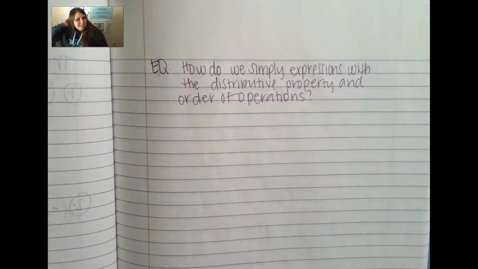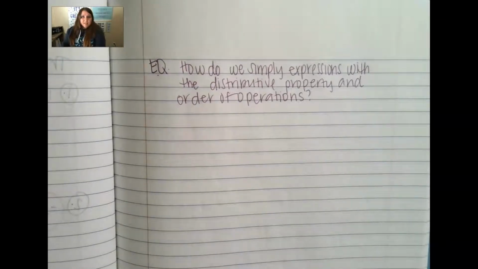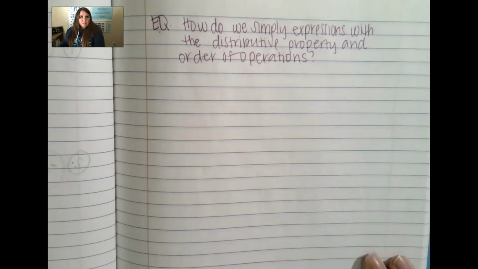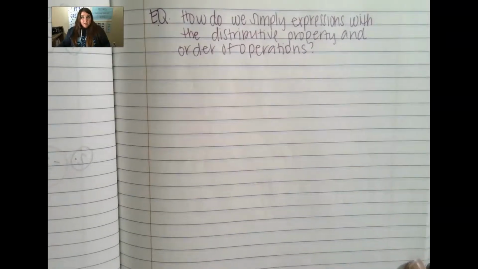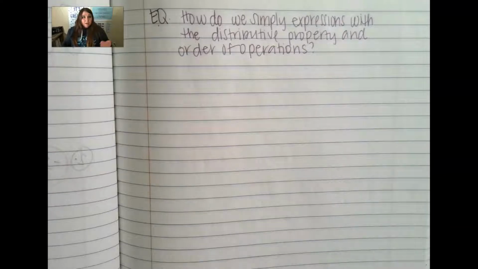Hi everyone! Today we will be talking about simplifying expressions with not only the distributive property, but then also with the order of operations. In our last lesson, we looked at simplifying expressions by combining like terms after we use the distributive property. So today we're going to do a little bit of everything that we've been learning about in our last couple of lessons. So distributive property, combining like terms, and using the order of operations to solve.